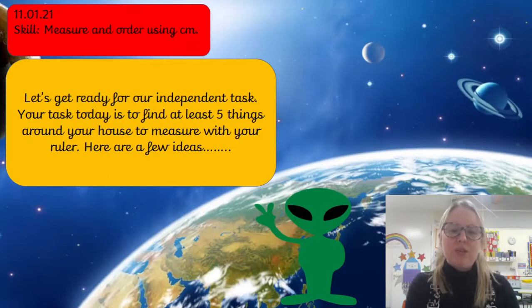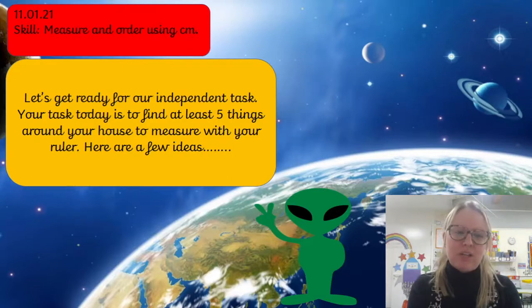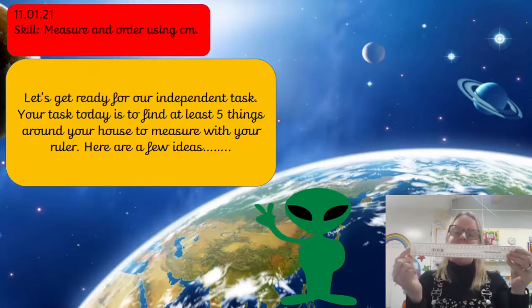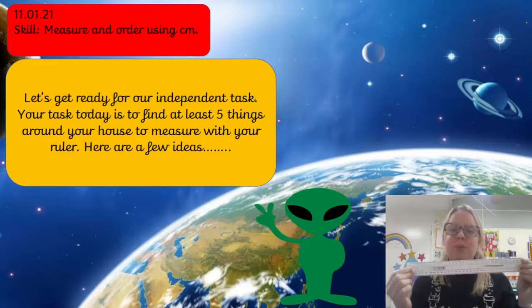So let's get ready for our independent task today. Your task today is to find at least 5 things around your house to measure with using your ruler. Okay, so you need to make sure that they're not huge giant things. You need to be able to measure it with your ruler. You could maybe measure something bigger if you use a tape measure.